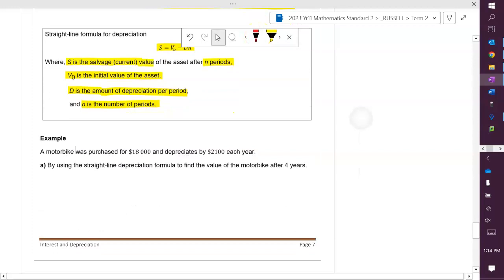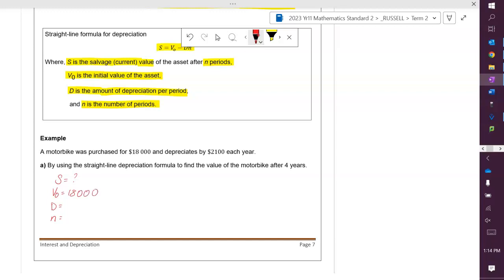So if a motorbike was purchased for $18,000 and depreciates by $2,100 each year, using the straight line depreciation formula, find the value after 4 years. Again, like we did with our compound interest and simple interest, we set up the bits of information that we need. Our salvage amount, we don't know, which is what we're trying to find. The amount that we purchased it for was $18,000. The depreciation is $2,100, and we want 4 years.